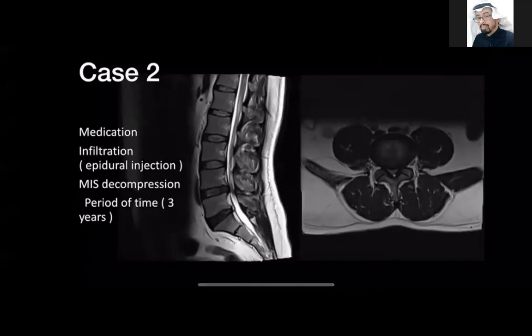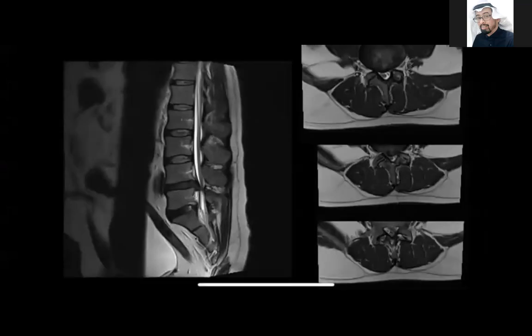We put the line of management for this patient: medication, infiltration, epidural injection. But unfortunately, the patient is not improving. So definitely the spine surgeon offered him an MIS decompression to decompress this area. But after a period of 3 years, the patient deteriorated again and came to your clinic complaining of back pain and radicular pain also. So the option the surgeon offered him is fixation. This is the MRI after 3 years of the index surgery, showing L4-L5 and L5-S1 degeneration.